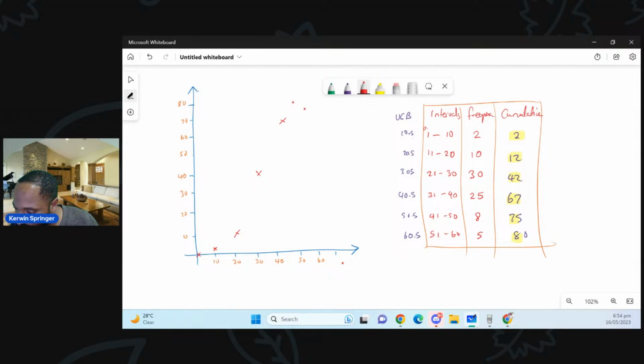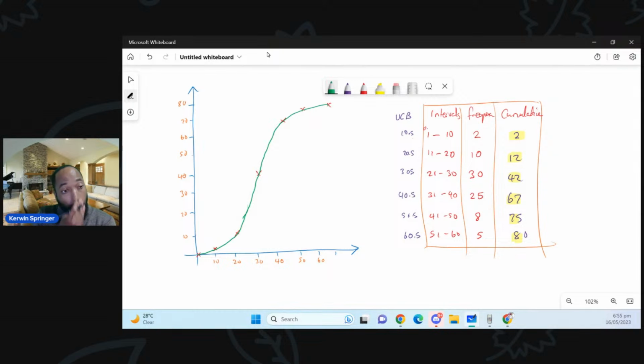50, 75, and then 60, 60.5, 80. So then what else happens is you connect the dots, and you always get this kind of S-looking curve, hopefully. All the time I've ever seen is that S-looking curve. If it's looking blurry, you know what to do, change the quality of the video. And that's it, you draw your cumulative frequency and you collect your marks.